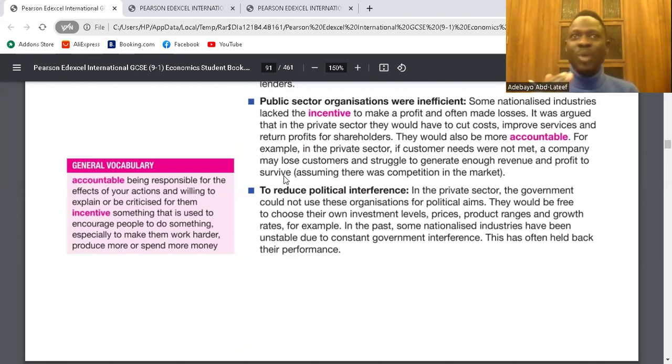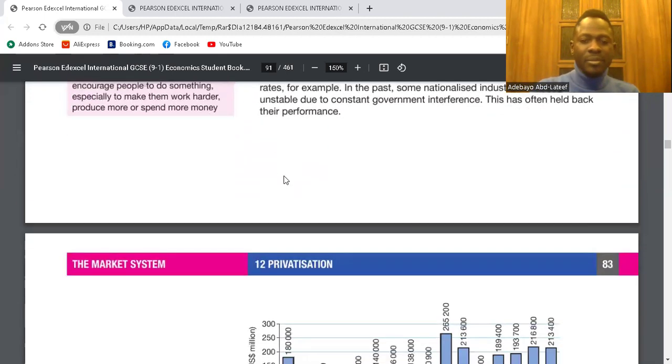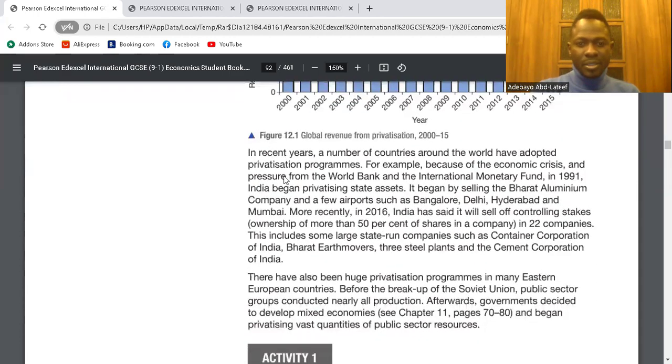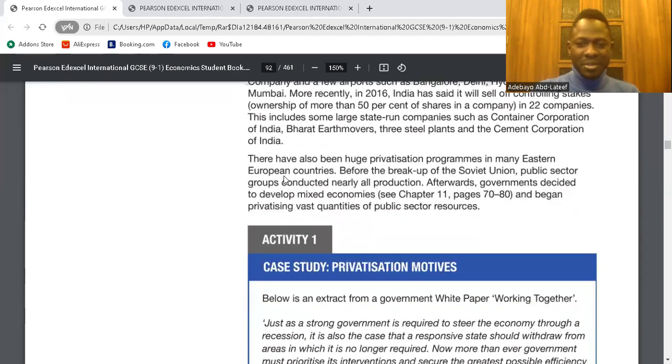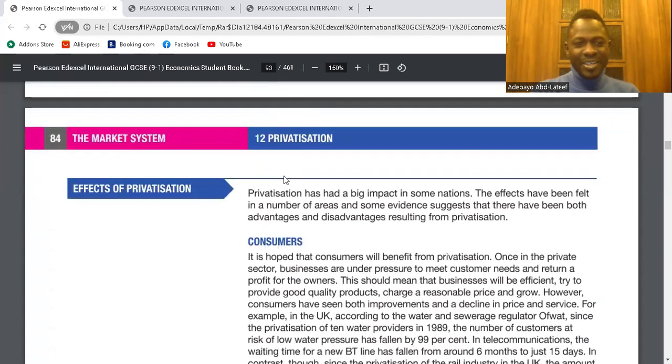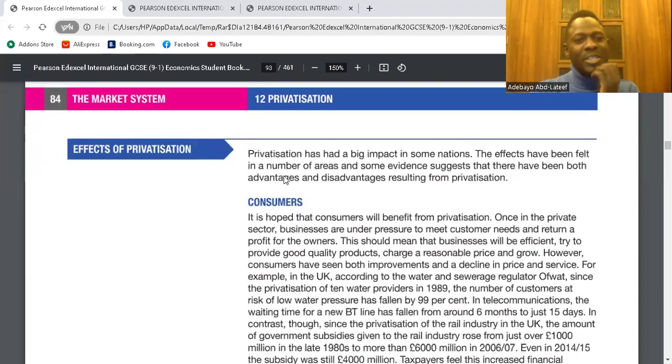So this is one of the reasons why they want those strategic businesses taken away from government handling. So as soon as there are political issues, it does not affect them. Is it clear? That's all about that. Any question up to now? No. Okay, so we'll go to effects of privatization.